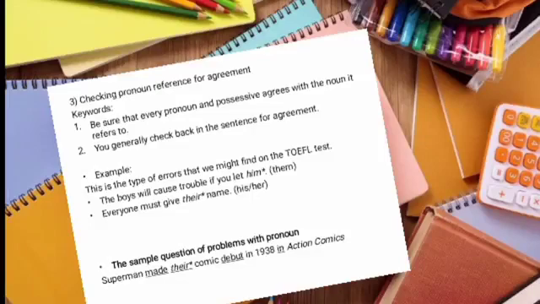The second example is, everyone must give their name. The possessive adjective there is incorrect, because everyone as the subject here is singular. So it must use his or her. The correct sentence here is, everyone must give his or her name.